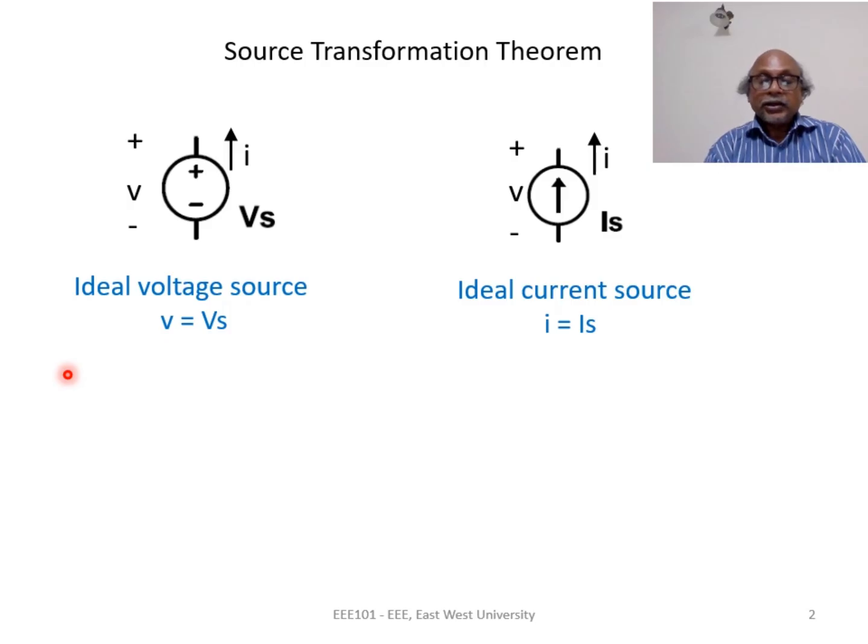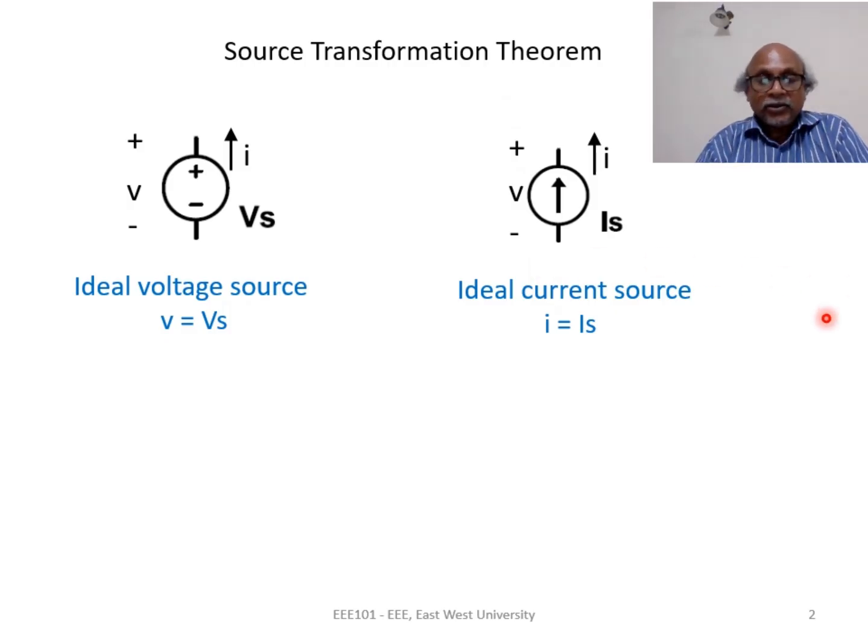Now let us look at a current source Is. Again, V is the voltage across the source, I is the current through the source, and the IV relationship for this ideal source is that I equal to Is. In other words, the current of this source does not depend on the voltage across the source.